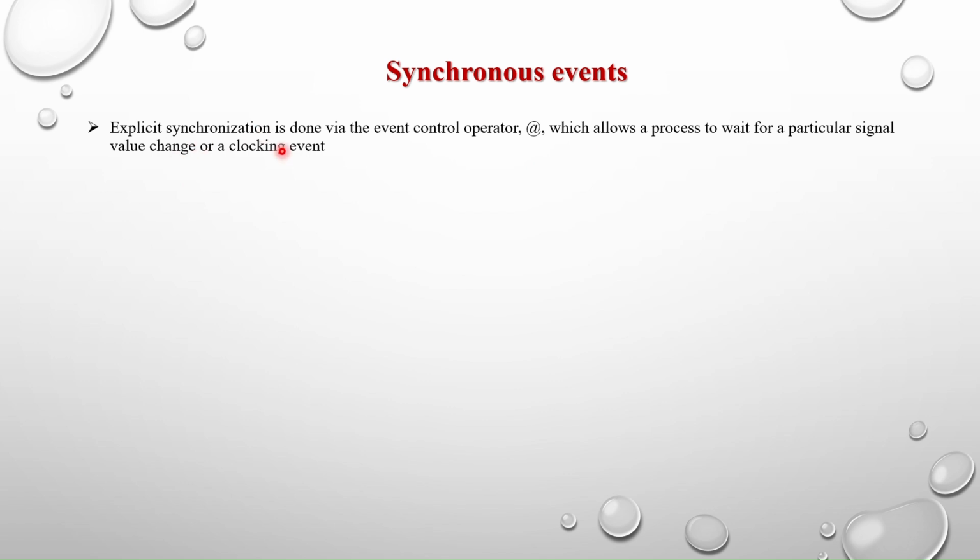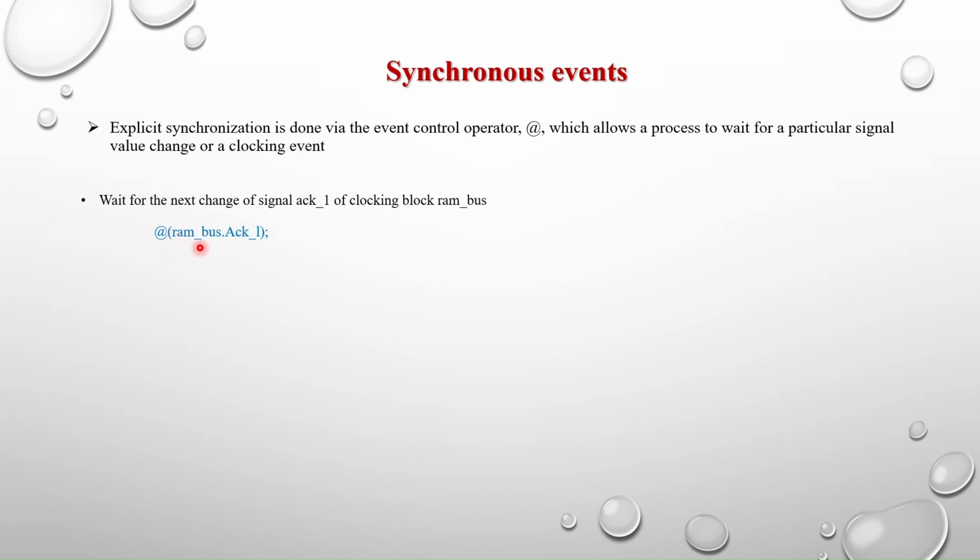Explicit synchronization is done via the event control operator @, which allows a process to wait for a particular signal value change or a clocking event. So by using this @ operator, we can wait for the clock in the clocking block. We will see the examples.